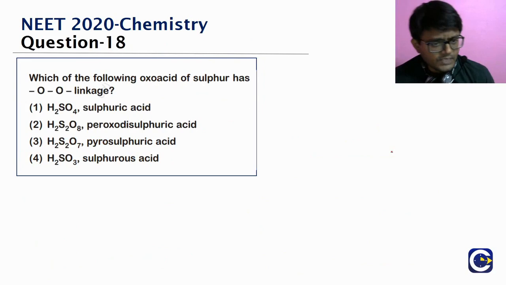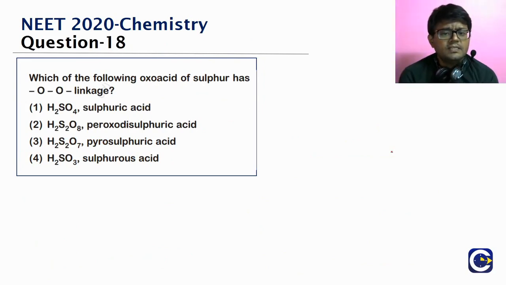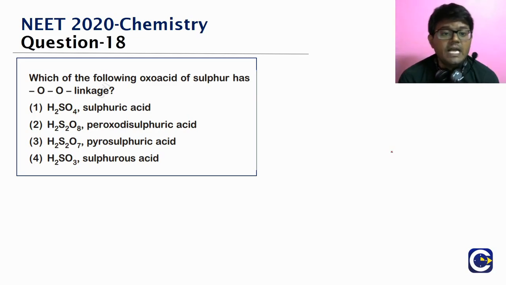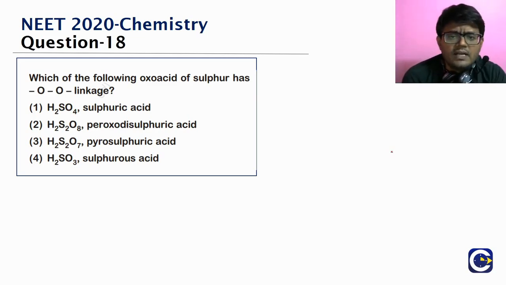Okay, we'll move on to question number 18. This is a question based on the structure, both in the 16th group, 17th group and 18th group. We do expect, even 15th group also, we expect questions based on the structures. The way we generally get in the previous years, this year also we got a question. What is it? Which of the following oxo acid of sulfur has an O-O linkage? Means we have to find out which of them will be having the O-O linkage. So what is the way to answer this question?